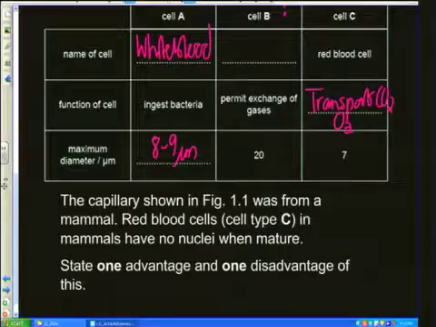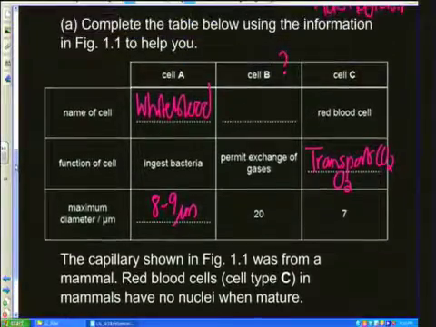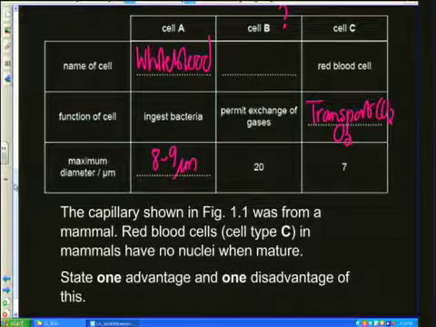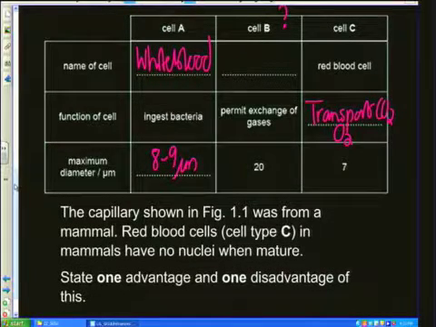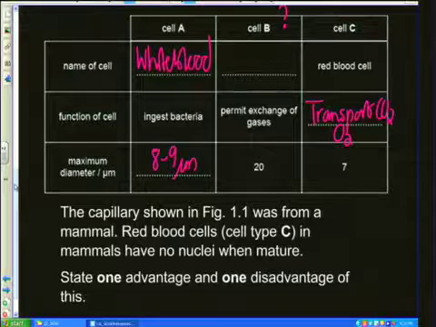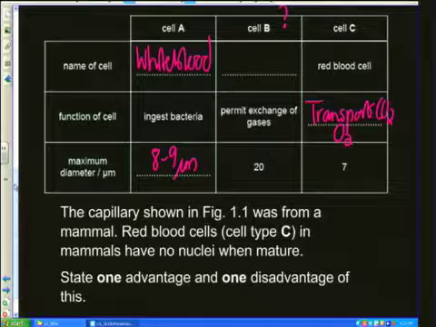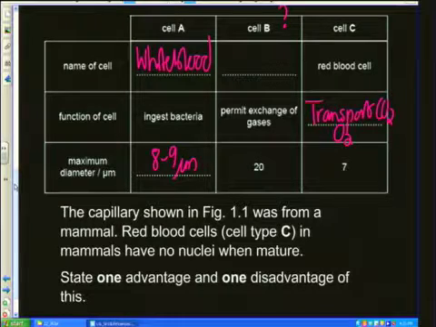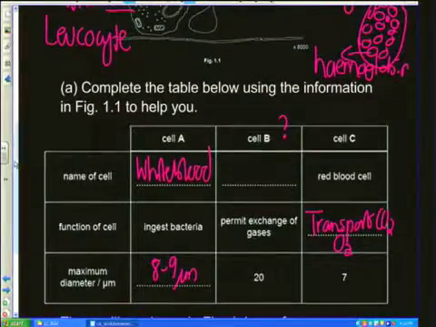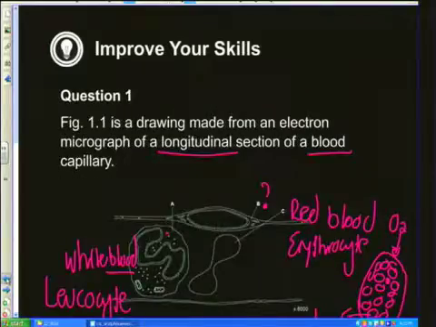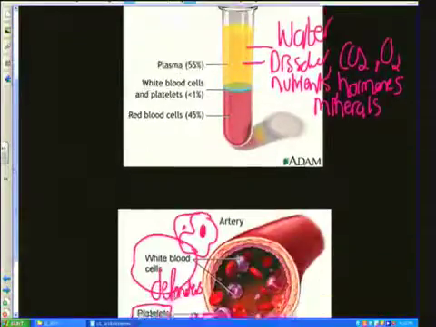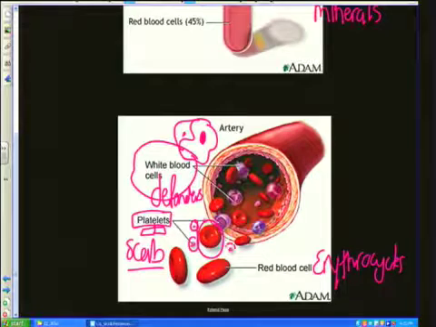Now let's come back to cell number B. If I said platelet, over here, the function is to permit exchange of gases. What is the function of my platelet? It's to help with blood clotting. Also, if we have a look at the size, wow, that is way out of whack. Why? Because if I go back and look at one drawing back, look how small my platelets are.